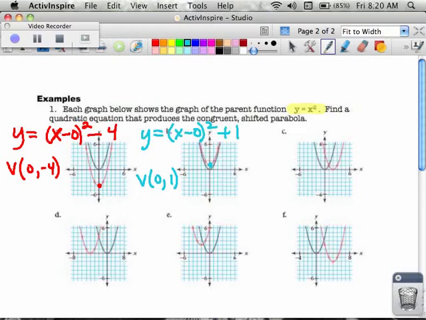Letter C is a little bit different. In letter C, my graph has moved to the right 2 units. So now, this is not an up and down movement, it's a left and right movement. So I write down y equals parentheses x, and remember that things look opposite inside the parentheses, so this will be minus 2 squared. And if I wanted to, I could write, but you don't have to, plus 0. And this is because my vertex is now at 2, comma 0.